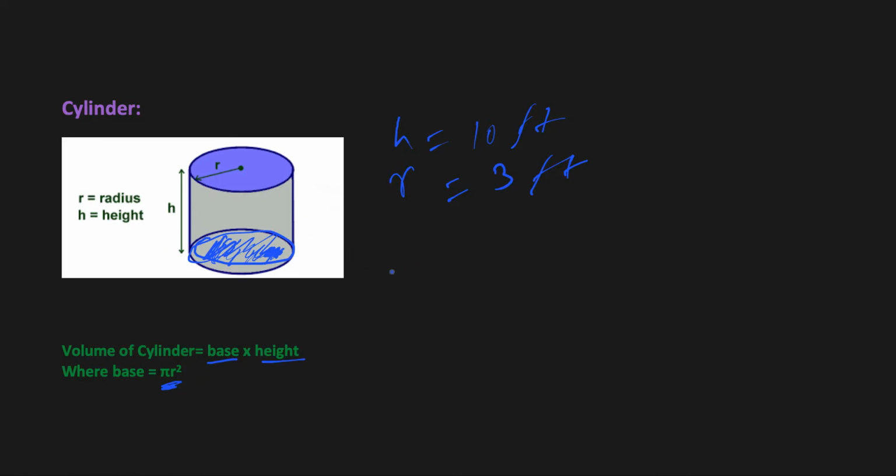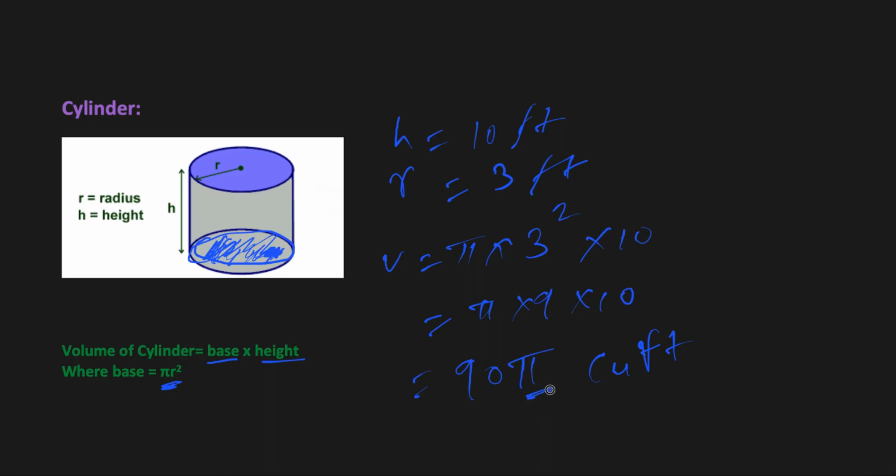So for this cylinder with a height of 10 and radius of 3 feet, volume would be base, which is pi times 3 squared, r squared, and r is 3, times height, which is 10. So this would be pi times 9 times 10, which is 90 pi. And again, since it's cubed, this would be cubic feet.